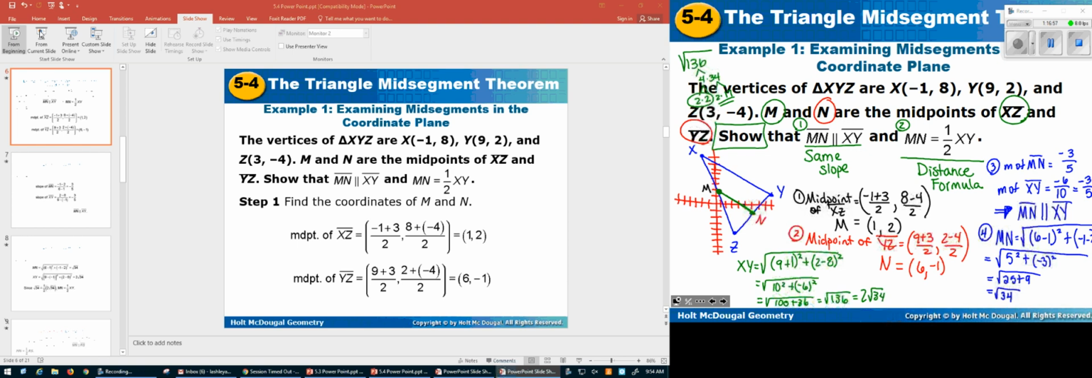And then you're going to show, last step, that this square root of 34 is half of XY. So you'll write down MN is equal to 1/2 XY, and then plug in your numbers and show it. MN was the square root of 34. That equals 1/2 of 2 square roots of 34. And what happens when I take a half of 2? They cancel out. So I get square root of 34 equals the square root of 34. And I proved that that was true.